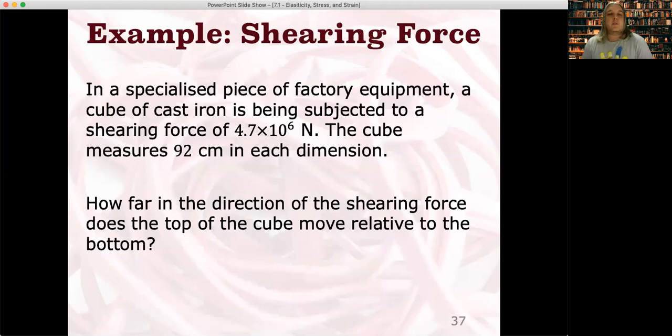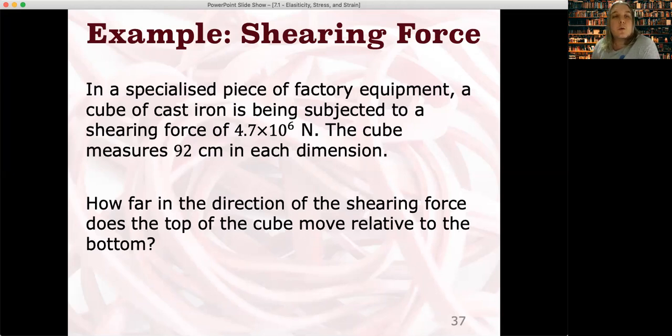And speaking of using some values, we'll do an example. We've got a shearing force. So here's a specialized piece of factory equipment. A cube of cast iron is being subjected to a shearing force of 4.7 times 10 to the 6 newtons. The cube measures 92 centimeters in each dimension. How far in the direction of the shearing force does the top of the cube move relative to the bottom?